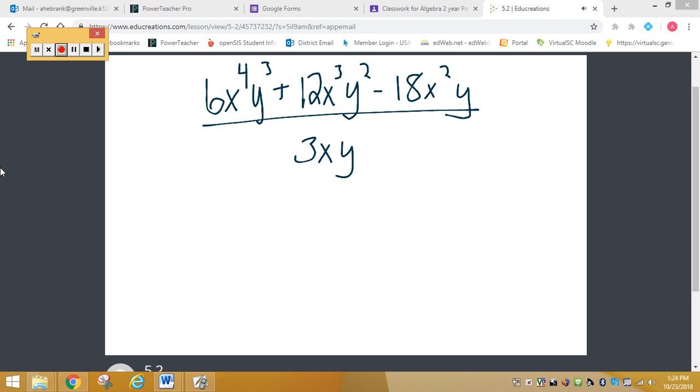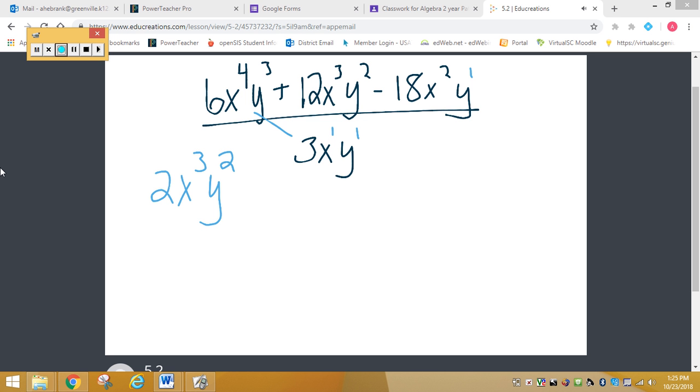Okay, the way you divide polynomials by a monomial is you're going to divide each little section. So here's what I mean by that. I'm going to start by dividing these two. So 6 divided by 3 is 2. I'm going to put ones on all my letters that don't have exponents. If you remember with your laws of exponents, when you're dividing, you really subtract. So 4 minus 1 is 3. 3 minus 1 is 2. So that's my first one dividing.